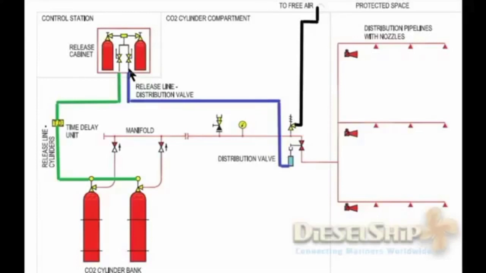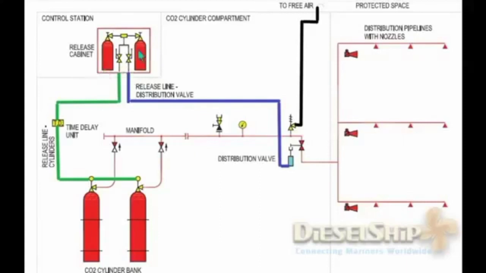So there are three or many other possibilities. I'll deal with three such possibilities where the control station has to be located. On most ships, you have two basic places where the control stations are located. One is the fire control station, and the other is the CO2 room itself. And the third is just outside the engine room, just at the entrance of the engine room in fact.